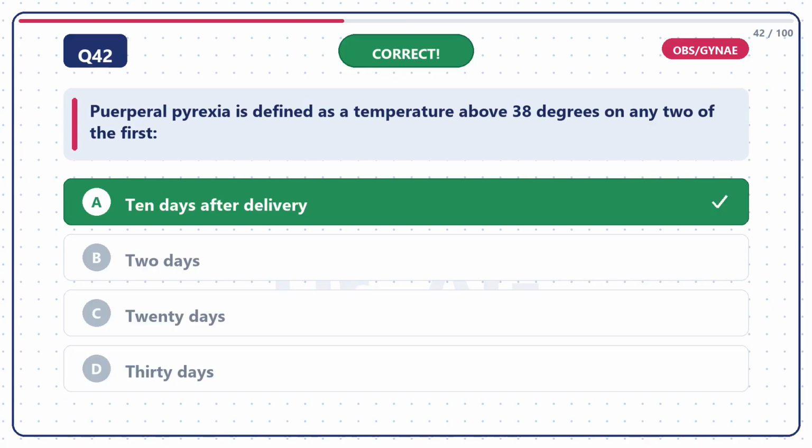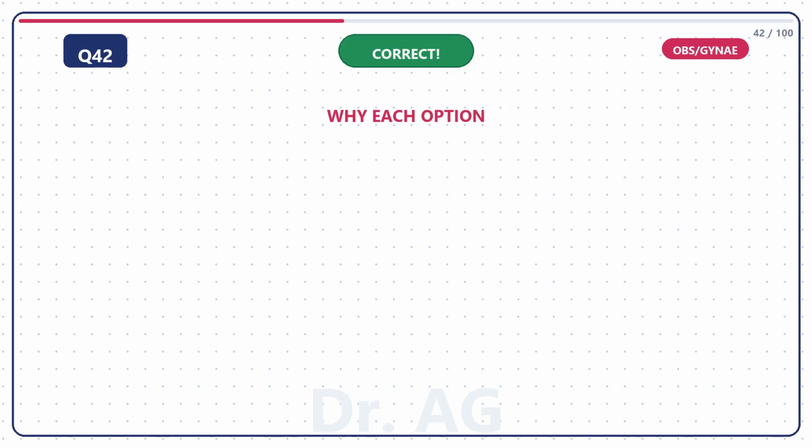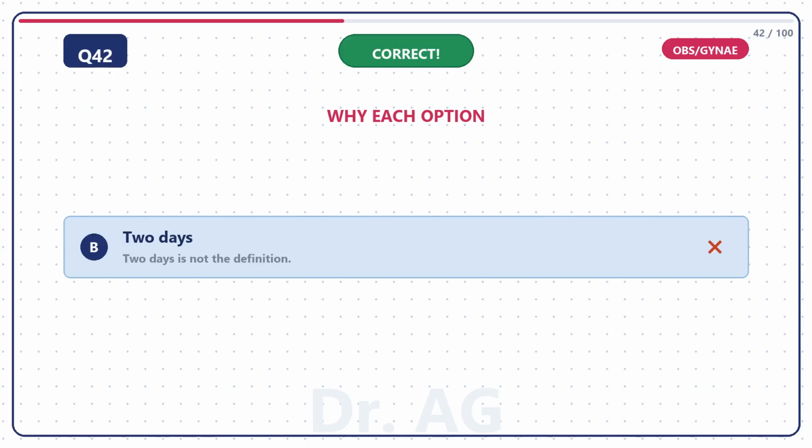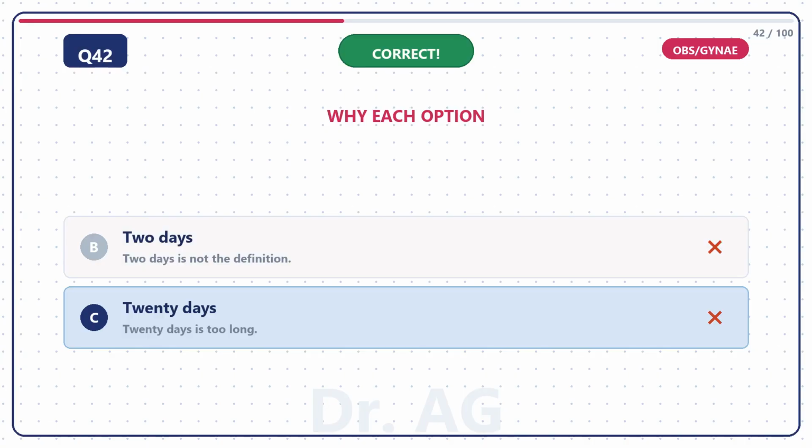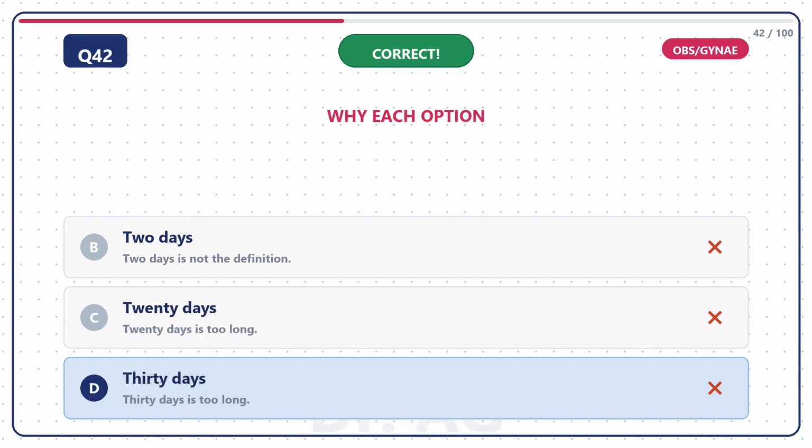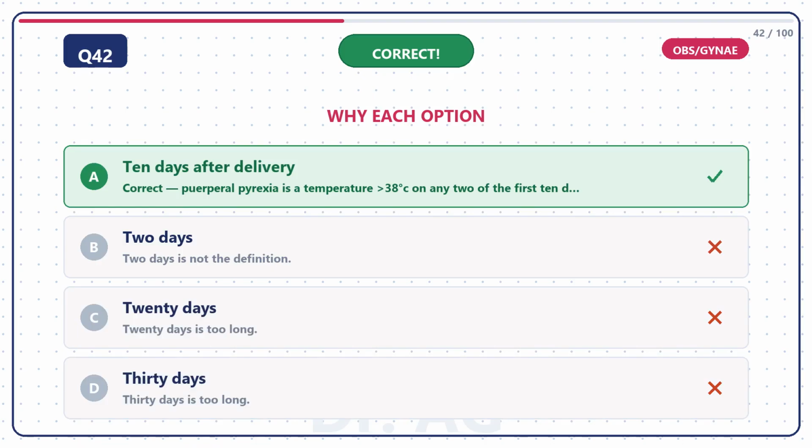The correct answer is option A. 10 days after delivery. Let's go through the options. 2 days is not the definition. 20 days is too long. 30 days is too long. And the correct answer is 10 days after delivery. Correct. Puerperal pyrexia is a temperature of 38 degrees Celsius on any two of the first 10 days after delivery. So, the right answer is option A.